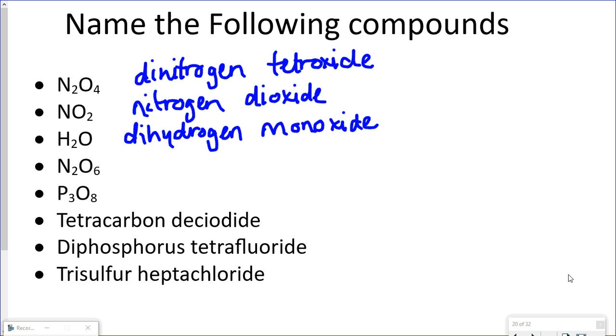Let's look at the next one. We have N2O6. N is nitrogen. The subscript of 2 means that it is dinitrogen. And O6. O is oxide, but the prefix for 6 is hexa. So this is going to be hexoxide.